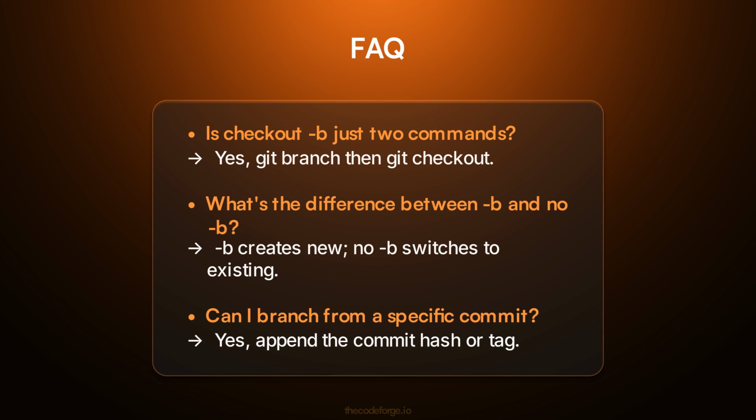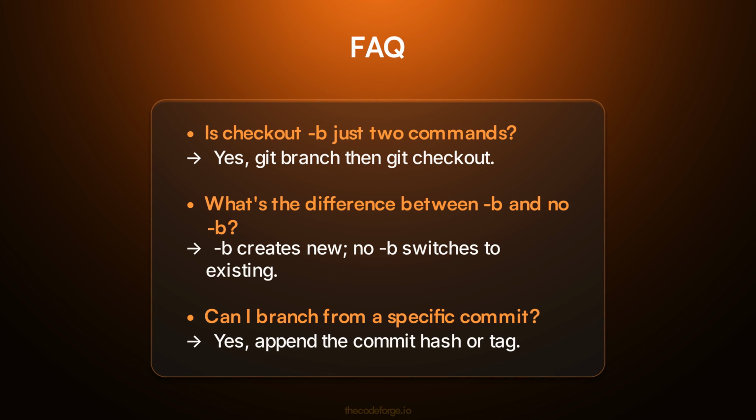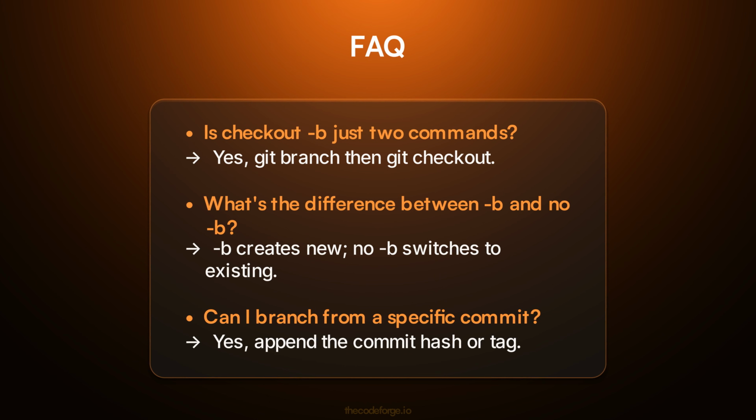And a few frequently asked questions. Is checkout -b just 2 commands? Yes, git branch then git checkout. What's the difference between -b and no -b? -b creates new, no -b switches to existing. Can I branch from a specific commit? Yes, append the commit hash or tag.